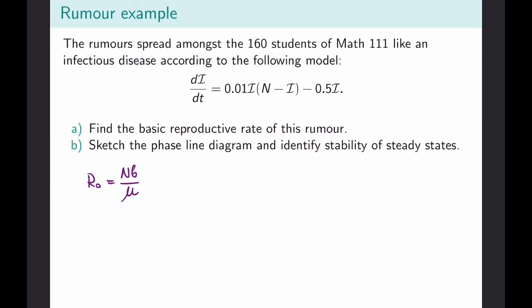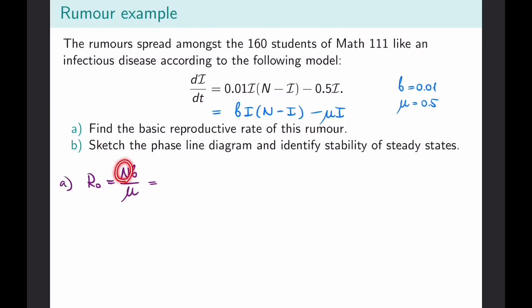The general model, let me write it down right underneath the given example, is from a couple of slides back: B I (N minus I) minus mu I. So once again, the rate of new infections minus the recovery rate. If I write it down this way, I can match one for one my terms, and in fact they line up perfectly here, to see that the B in my particular case is 0.01 and mu in this particular case is 0.5.